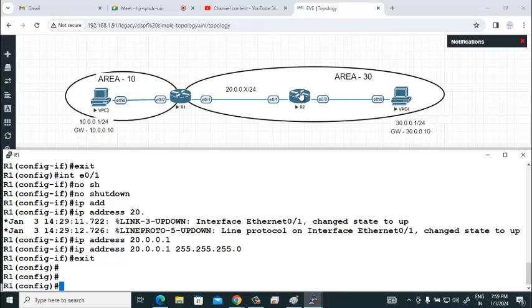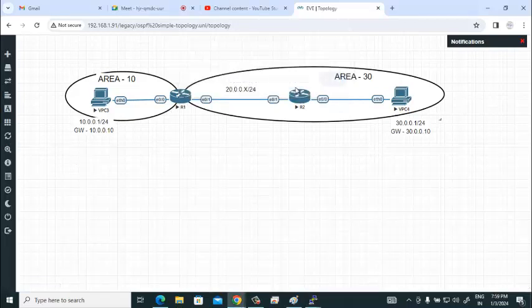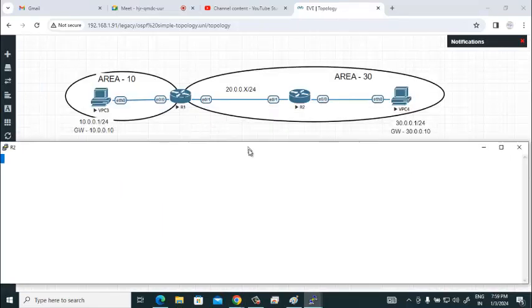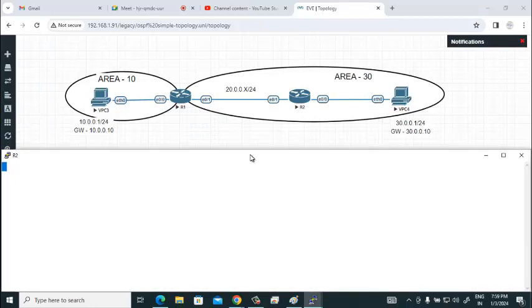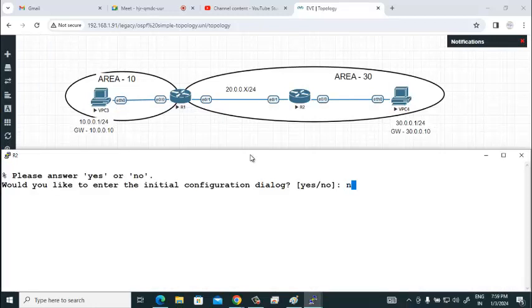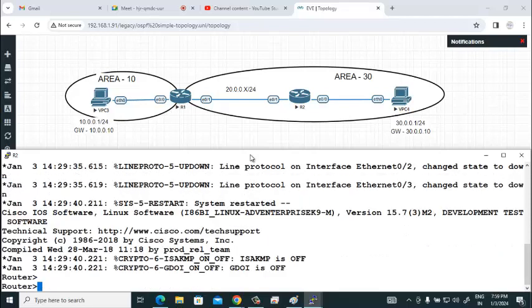Now on router 2, again 2 interfaces only. There is no loopback interface. You need to note this point. There is no loopback interface. Why I'm mentioning this? If you have a loopback interface, that address in the loopback interface will be taken as the router ID. But when you don't have a loopback interface, it will take the biggest IP address from the physical interface.